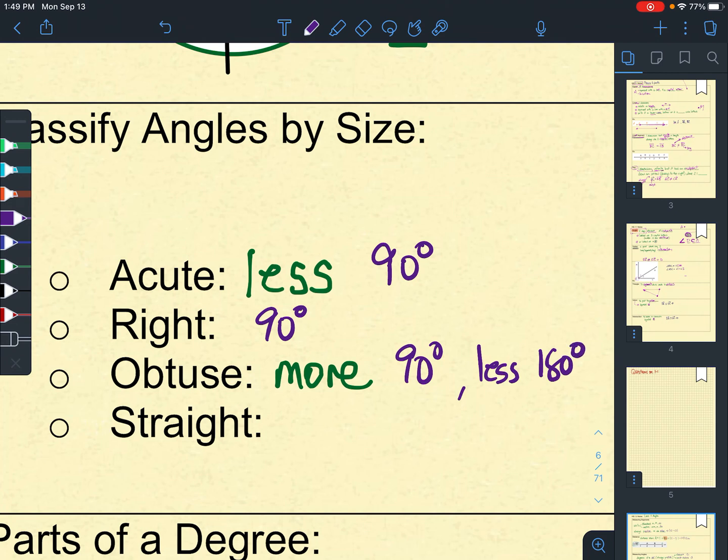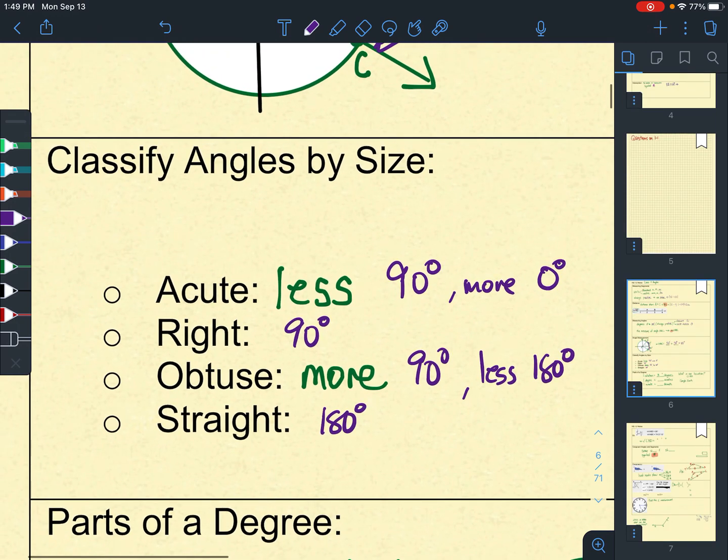And what about a straight angle? 180. 180 precisely. Okay, and I'm going to go back to the acute and say more than 0 also. So an acute is obviously between 0 and 90, obtuse 90 to 180.